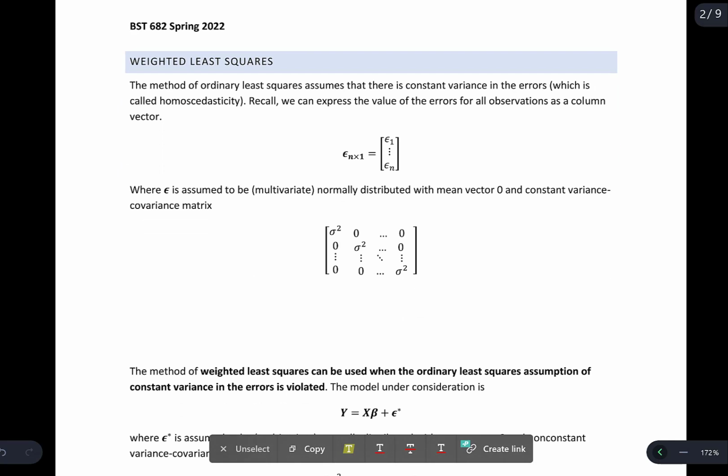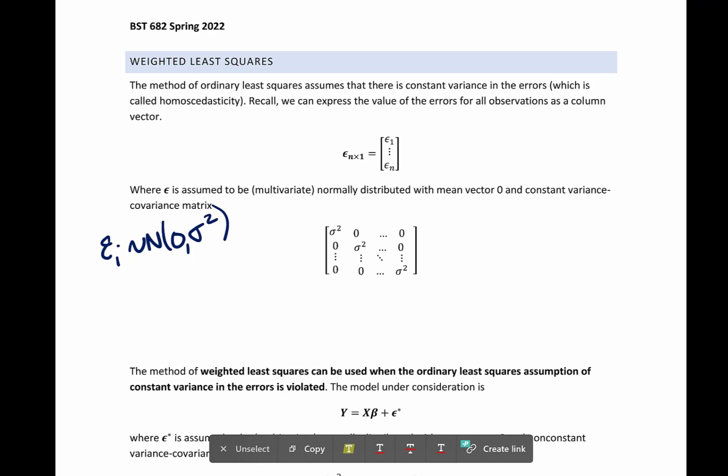Instead, let's change our attention over to what is called weighted least squares. The method of ordinary least squares assumes that there's constant variance in the errors, and that's homoscedasticity. When that is violated is when we could bring in this idea of weighted least squares. Recall that we can express the value of the errors for all the observations as a column vector, and we have that column vector here. We've made the assumption that any of those individual errors are normally distributed.